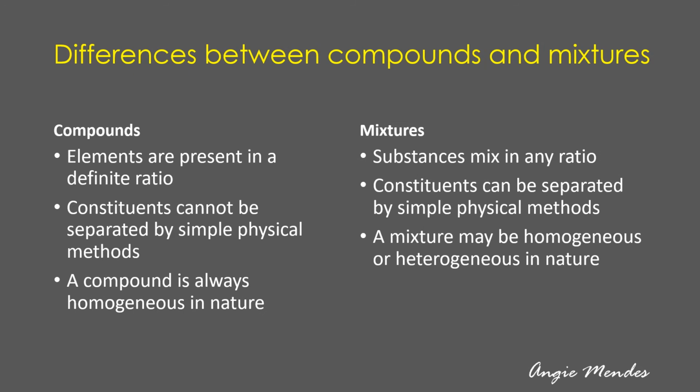Let us look at a few differences between compounds and mixtures. In compounds, the elements are present in a definite ratio. This is because they chemically combine to form the compound, so they are always present in a definite ratio, whereas in mixtures, the substances will mix in any ratio. In compounds, the constituents cannot be separated by simple physical methods, whereas in mixtures, the constituents can be separated by simple physical methods. In compounds, the compound is always homogeneous in nature, whereas mixtures can be homogeneous or heterogeneous in nature.